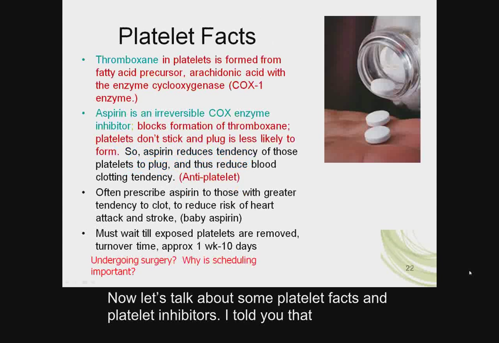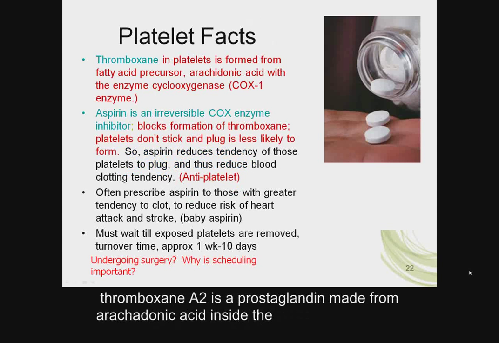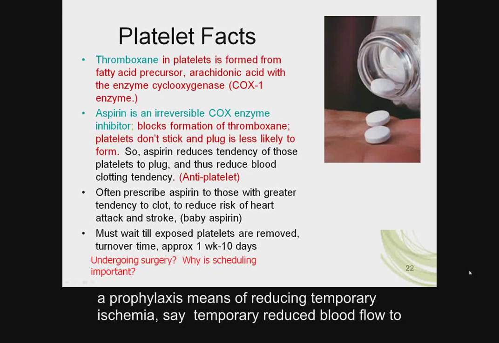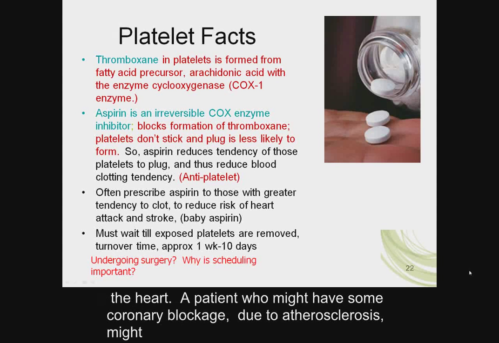Now let's talk about some platelet facts and platelet inhibitors. I told you that thromboxane A2 is a prostaglandin made from arachidonic acid inside the platelet, and the enzyme that we find there is the COX-1 enzyme. Taking baby aspirin as a prophylaxis means reducing temporary ischemia, say temporary reduced blood flow to the heart.